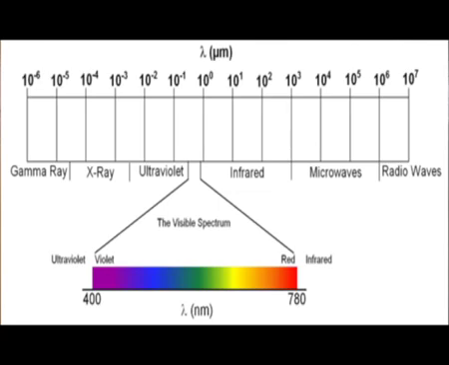Within this we have violet, indigo, blue, green, and yellow, then we have orange, then orange red, and then we have red, and after that we have far red.